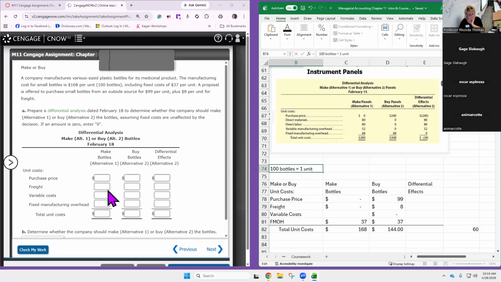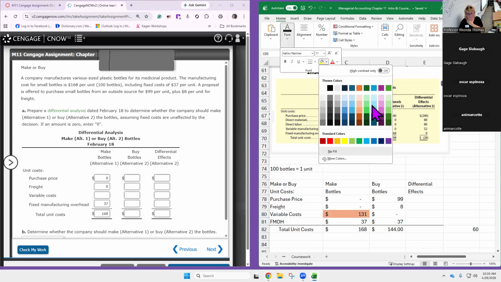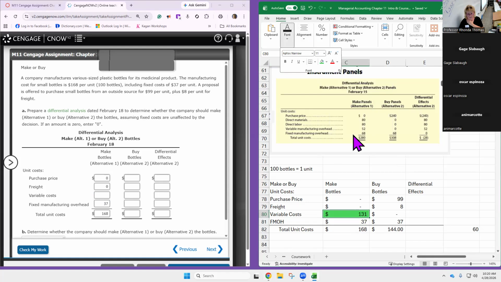All right, so I'm going to put this information in. There is no purchase price, and I'm just going to put in this column first. There's no purchase price or freight because we are making the bottles. The variable costs are 131, because we took the total and subtracted the fixed manufacturing overhead. So I'm going to put this in just like I would have, and then we ended up solving for variable. I'm going to highlight what we solved for, just so we remember that that was not given to us. We had to find it.